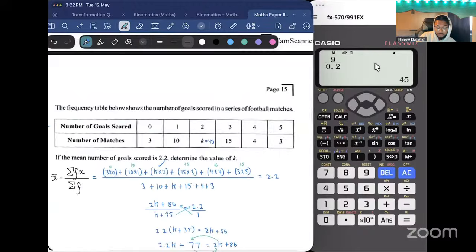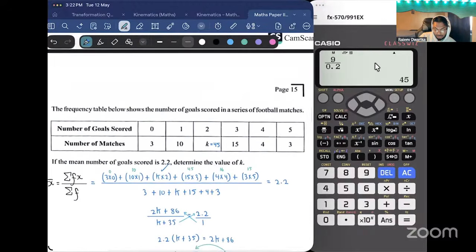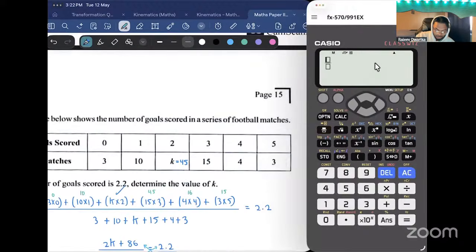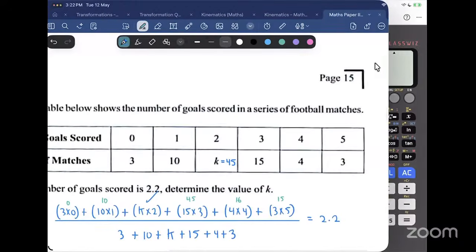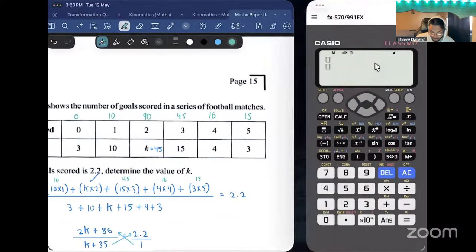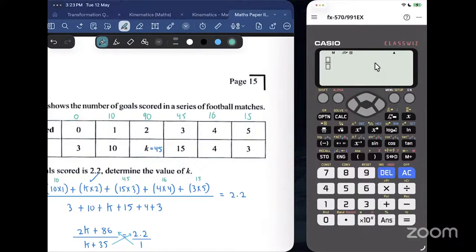Right. And if you have trust issues, I'm going to show you something fast. Are you with me? If you have trust issues, we can say 0 by 3 is 0, 1 by 10 is 10, 45 by 2 is 90, 3 by 15 is 45, 4 by 4 is 16, 5 by 3 is 15. Add up all that and let me know what you get. Speed. So that'll be 100, 145, 161, 176. What do you get?